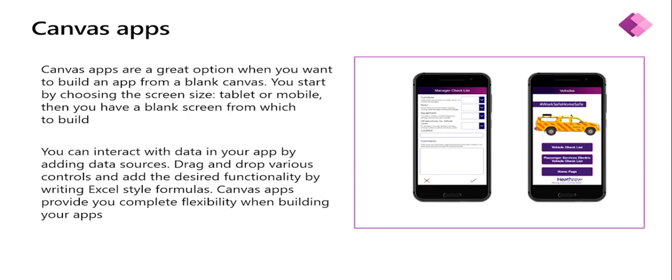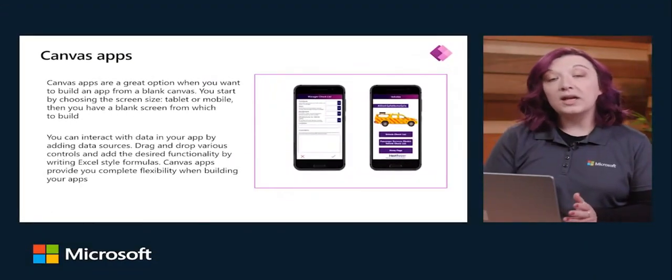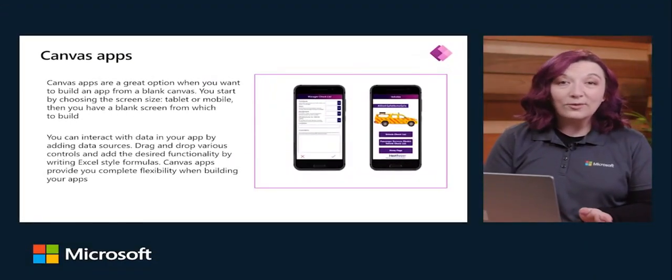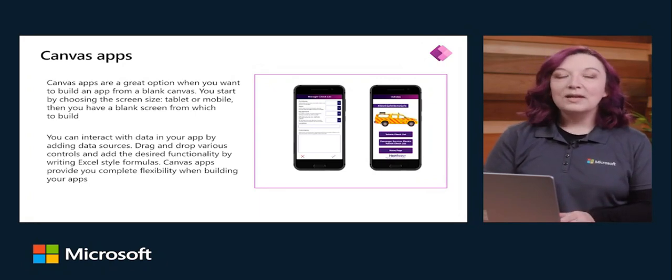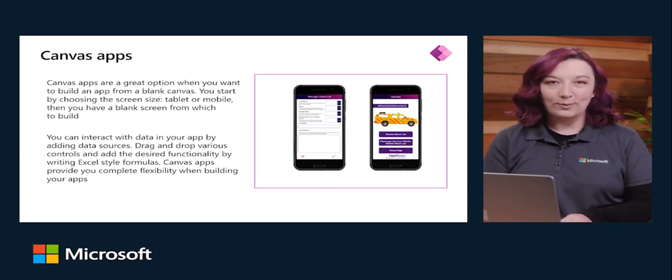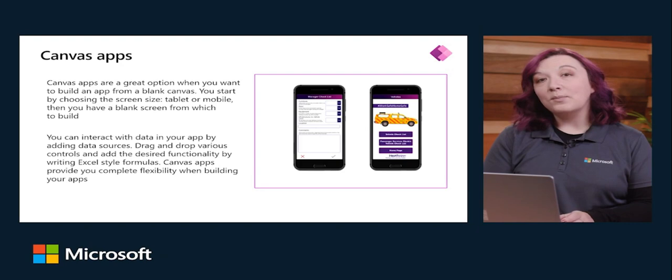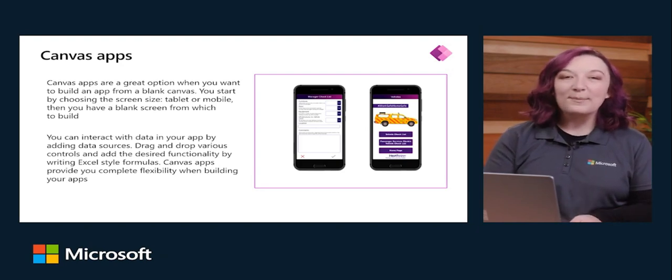And when it comes to interacting with the data in your app, we start with adding data sources. Once we do that, our Canvas app will generate a group of pages by default. And we can work on that, or we can choose to create totally different pages based on whatever we need. Then we drag and drop various controls and add the desired functionality by writing Excel-style formulas. Canvas apps really do provide you complete flexibility when building your apps.